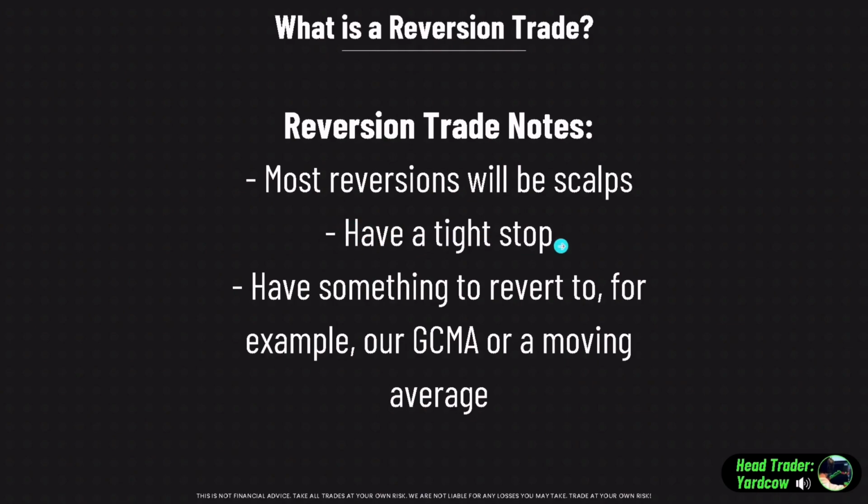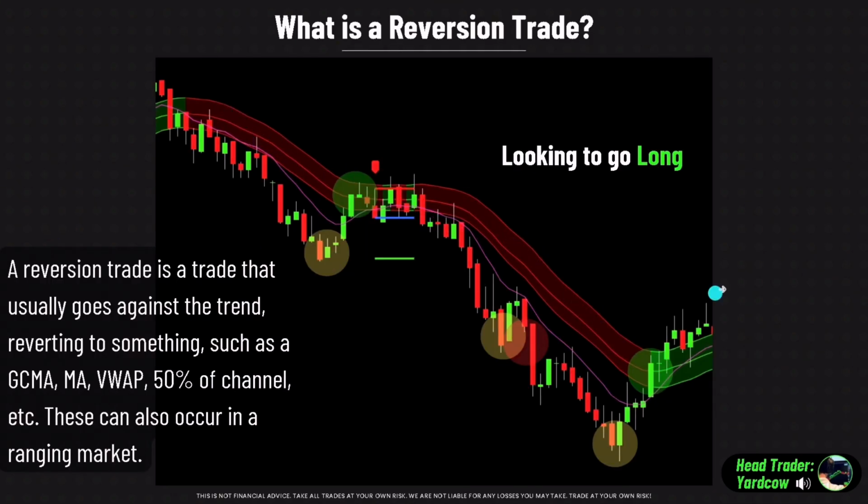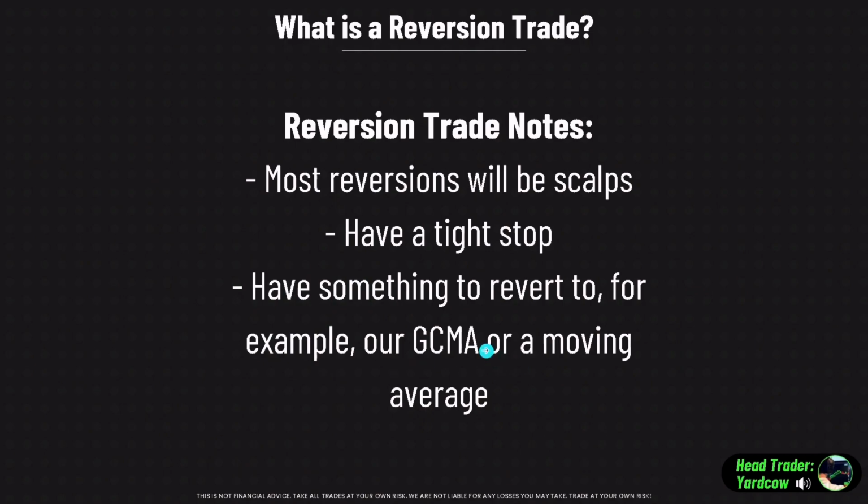And then have a tight stop, have a really tight stop. I like to have my stop at the low of the previous candle or the current candle, just depending on the market conditions. Have something to revert to. So, in this case, it's the GCMA. You could use a moving average or VWAP or something else, but I love using the GCMA. I think it's perfect for that.